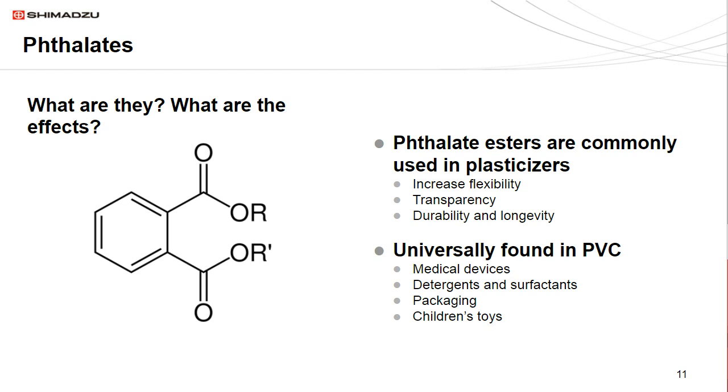Phthalates are what we know as endocrine disruptors, where they enter the bloodstream and disrupt sex hormone production in infants and adults alike. Now, this becomes an even bigger concern when we take a look at just all the things phthalates are used in. For example, there's medical devices, detergents, surfactants, packaging, and children's toys. And all of these are just what's universally found in PVC, not to mention all of the other plastics out there.